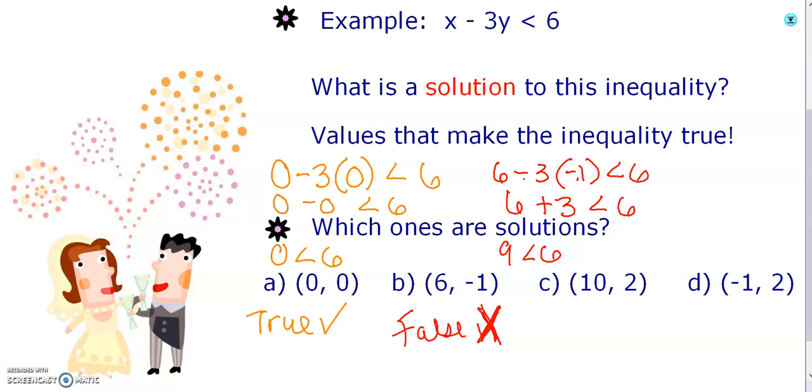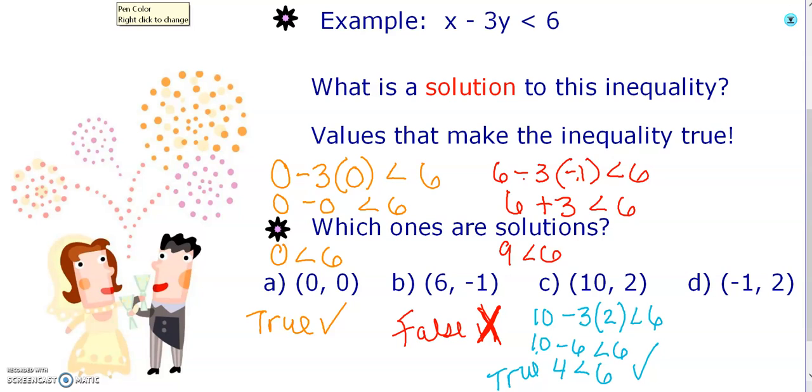Let's try the next one. Plug in 10 for x and 2 for y. So we have 10, negative 3 times 2 is negative 6. 10 minus 6, let's see, that's 4. Is 4 less than 6? Yes. That is a true statement. So that means that (10, 2) is going to be a possible solution.